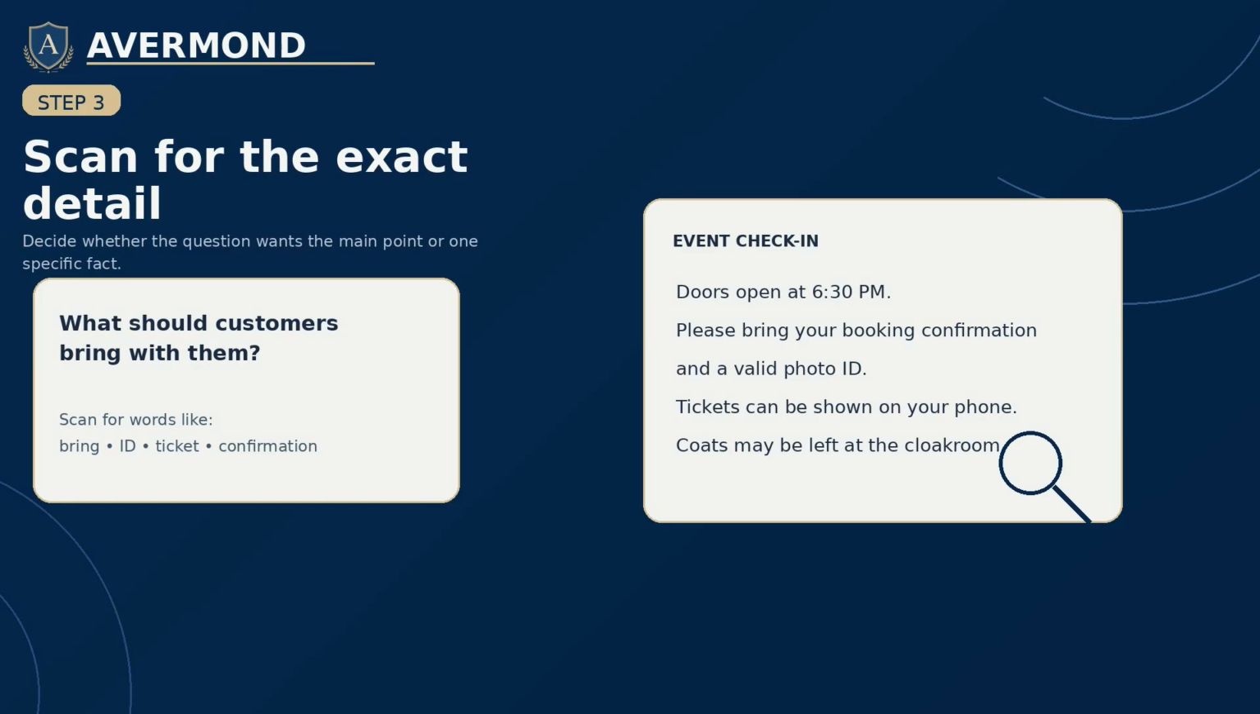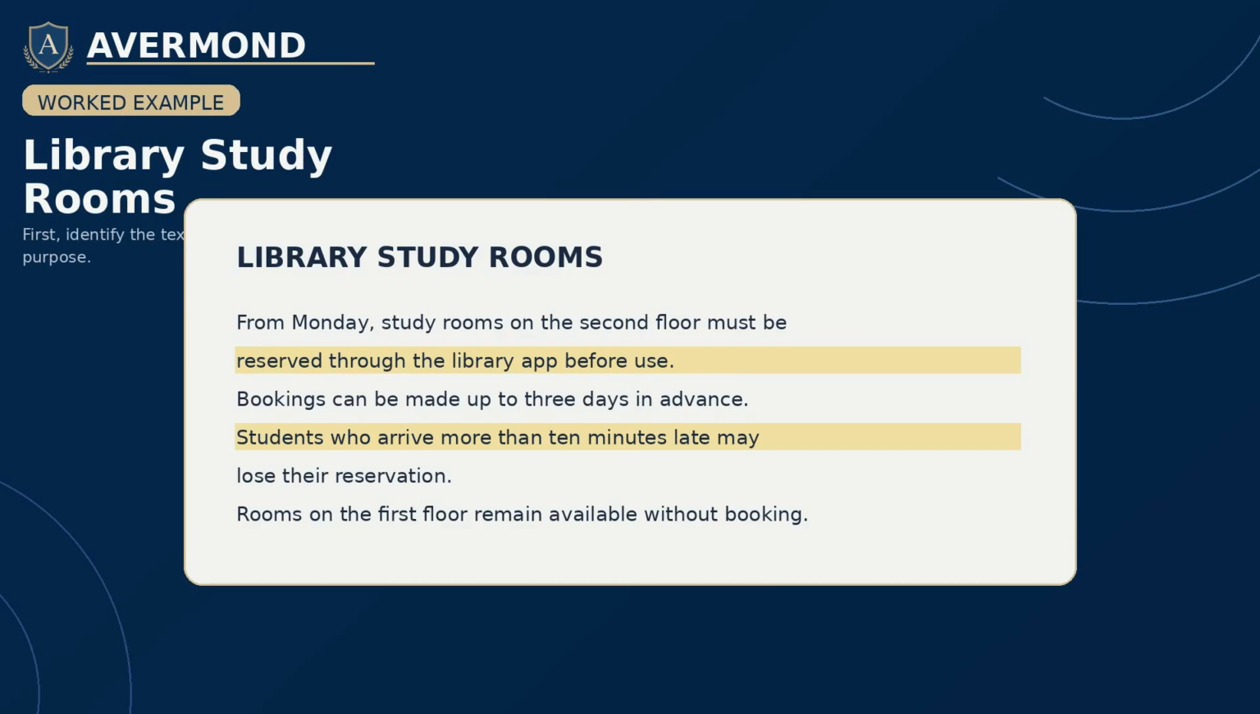Let's try an example. Imagine you see this notice. Library study rooms. From Monday, study rooms on the second floor must be reserved through the library app before use. Bookings can be made up to 3 days in advance. Students who arrive more than 10 minutes late may lose their reservation. Rooms on the first floor remain available without booking.